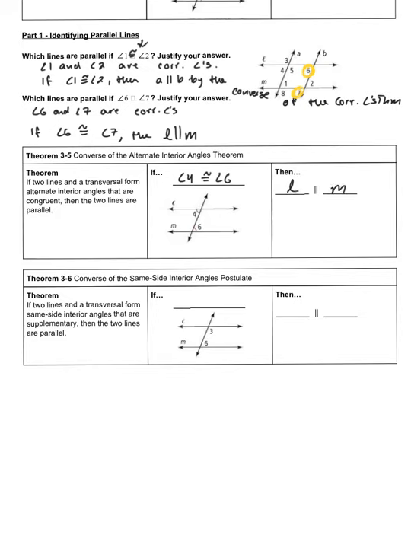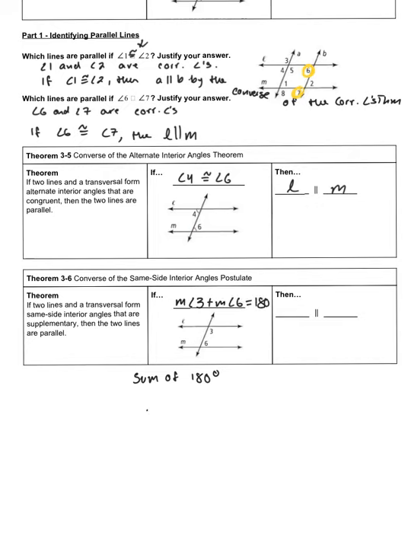And then theorem 3.6, the converse of the same side interior angles postulate. If two lines and a transversal form same side interior angles that are supplementary, then the two lines are parallel. So we know that same side interior angles are supplementary, which means that they have a sum of 180 degrees. So we could add the measure of angle 3 plus the measure of angle 6 and get 180.